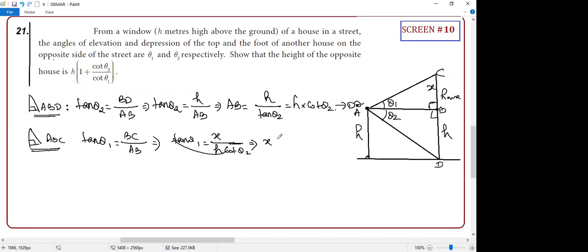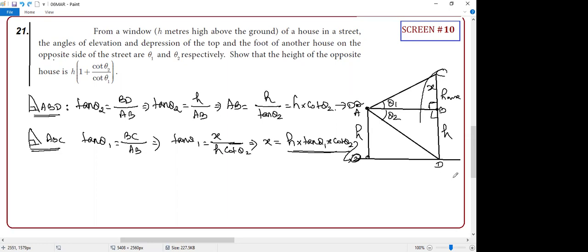X equals what? Bring this: H into tan theta 1 into cot theta 2. X equals H tan theta 1 cot theta 2. You got your X in terms of H and theta, everything. Correct or not? This result is helping us here. So guys, if you mark this as equation number 2, now from this equation 2 you got X.